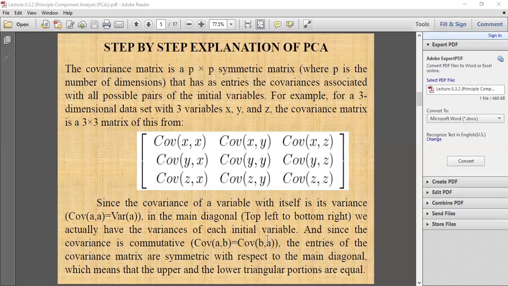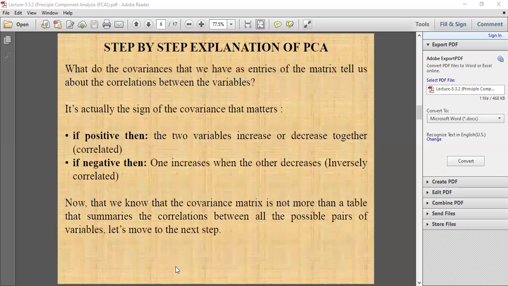Since the covariance of a variable with itself is its variance, covariance of a with a equals variance of a, in the main diagonal, the top left to the bottom right, we actually have the variance of each initial variable. And since the covariance is commutative, the entries of the covariance matrix are symmetric with respect to the main diagonal, which means that the upper and the lower triangular portions are equal.